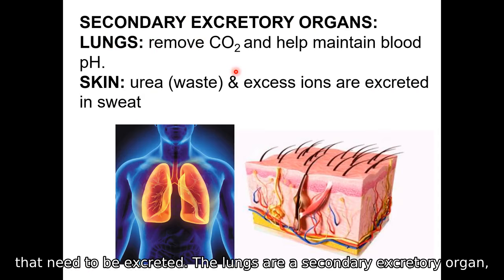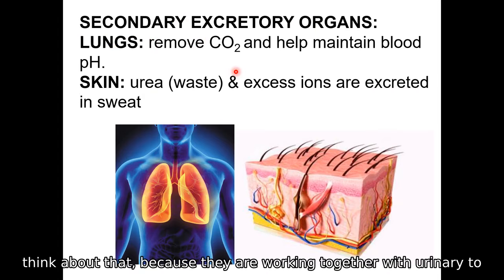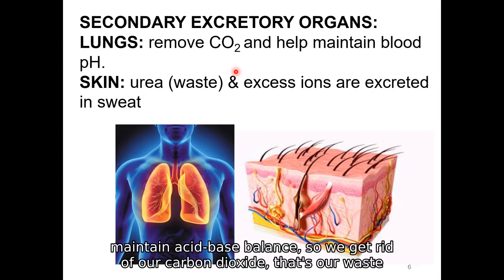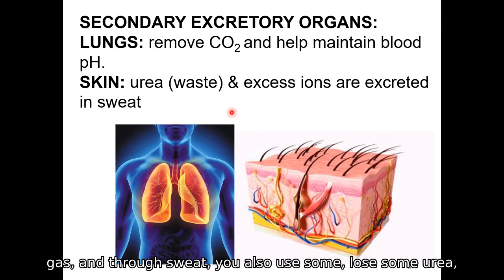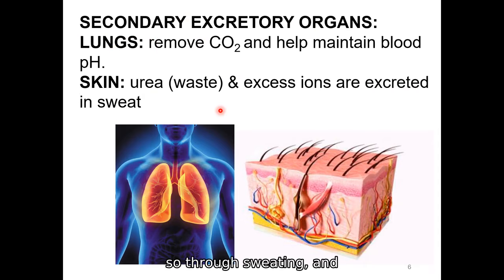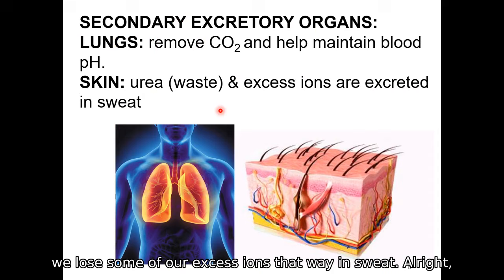The lungs are a secondary excretory organ, if you want to think about that, because they are working together with the urinary system to maintain acid-base balance. So we get rid of our carbon dioxide, that's our waste gas. And through sweat, you also lose some urea, and we lose some of our excess ions that way in sweat.